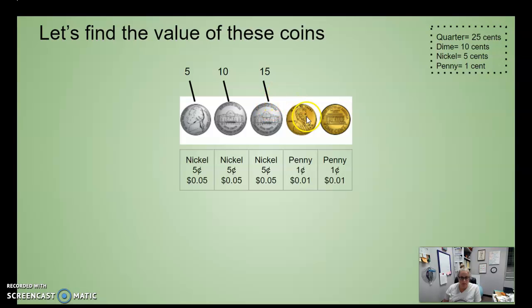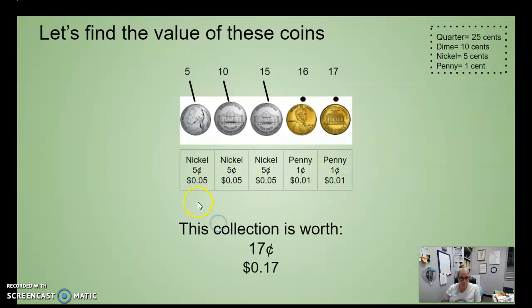15. Now remember, pennies are only worth 1 cent, so I'm not going to draw hairy money for it, but I'm going to draw a little dot just to help me remember I need to count it. So then that's worth 16, and finally worth 17. Now the last thing we're going to do is say how much the collection was actually worth. So this collection of coins is worth 17 cents, and I can write it 2 ways. The first way is 17 with my cent sign, and the second way is my dollar sign, 0.17.